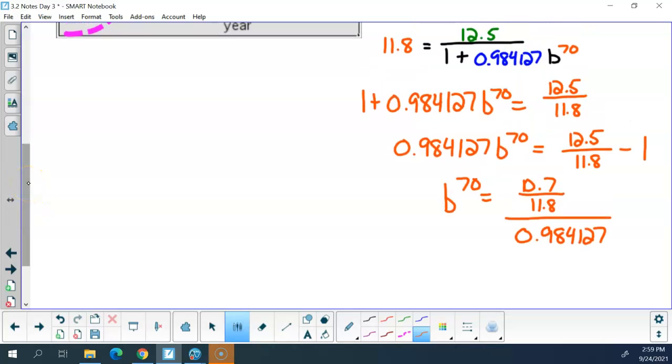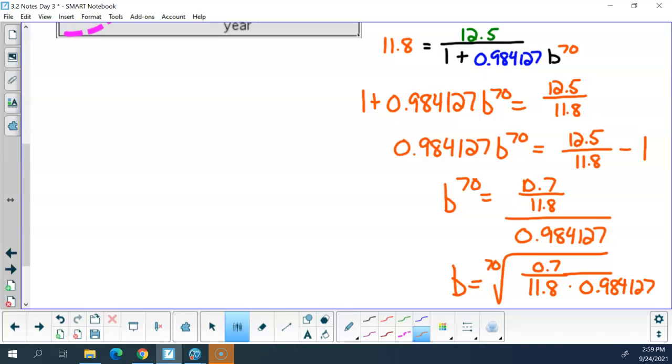So we're here, doing some maths, and then we gotta take the 70th root. So B here is the 70th root of 0.7 times 11.8 times 0.9841. Let's get that number. It's actually not going to be as bad as we expect it to be. The 70th root of 0.7 divided by 11.8 times 0.984127 gives me a B value here of 0.9606669.